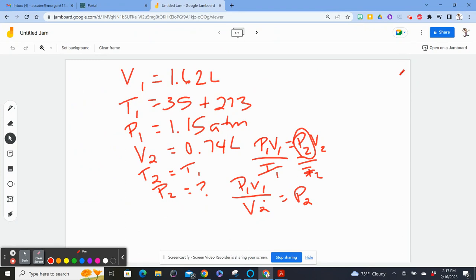All right, so every time you're plugging into the same formula, putting the numbers in, adding 273 to all your Celsius, because that's going to give you your Kelvin, and solving for the one unknown. This is basic algebra 1. Okay? All right, hope this helps.